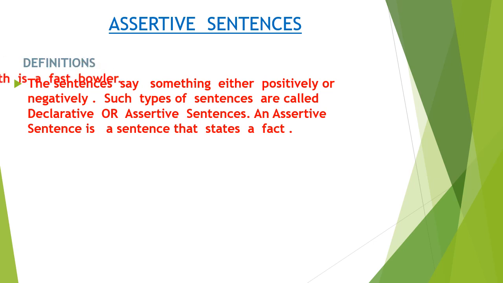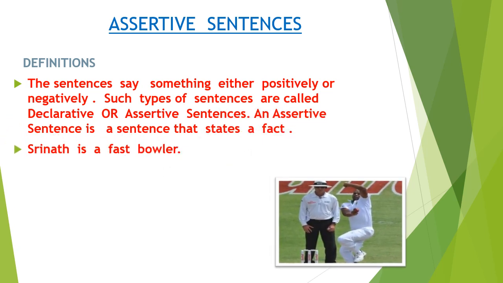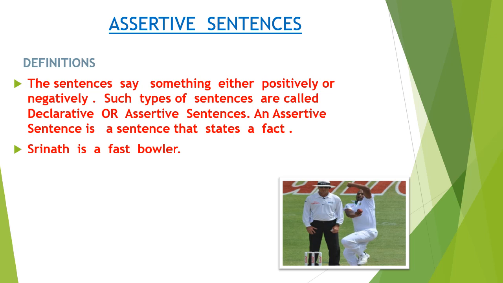For example, Srinath is a fast bowler. So this sentence tells you about Srinath, that he is a fast bowler. Another one: we did not get a holiday yesterday. This is an example of a negative kind of sentence. Children, you would have noticed that both the sentences state or tell you about something, and both the sentences end with a full stop.